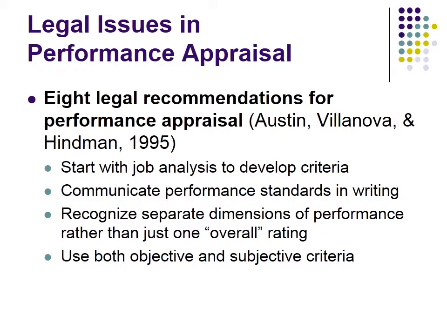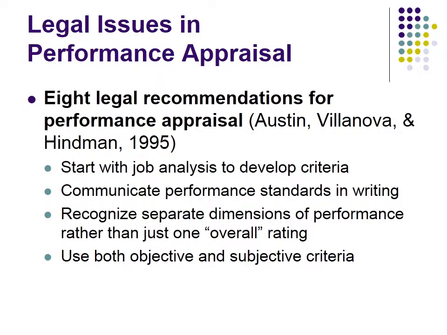So let's briefly talk about legal issues of performance appraisal. What really has been done here is very applied research that has looked at basically the recommendations for performance appraisal. In other words, suggestions to organizations of what their performance appraisal should look like if they want to be protected from legal action. So Austin, Villanova, and Heinemann in 1995 suggested, based on a review of legal cases, that organizations that want a strong performance appraisal system that is resistant to legal challenge should always start with a job analysis. And that job analysis should be what is used to develop the performance criteria.